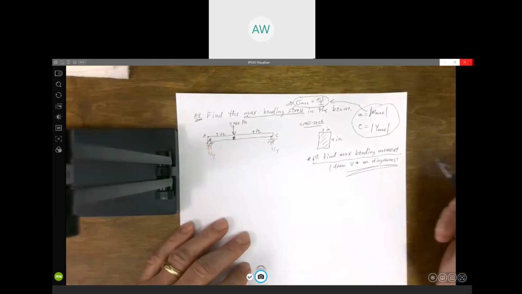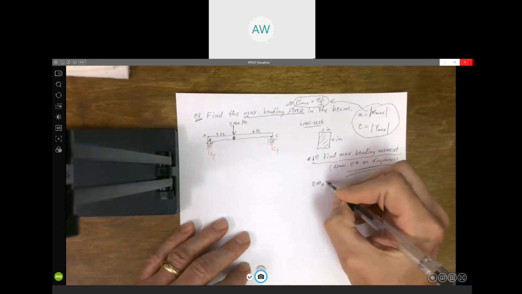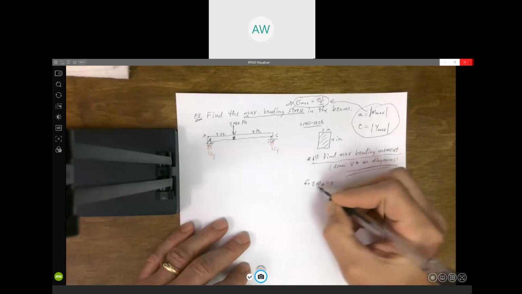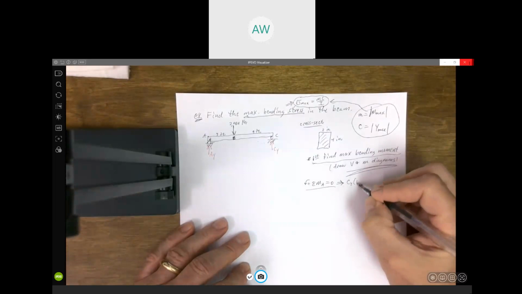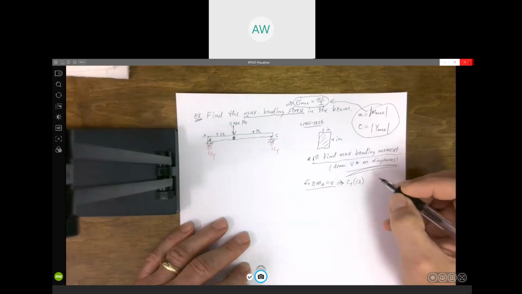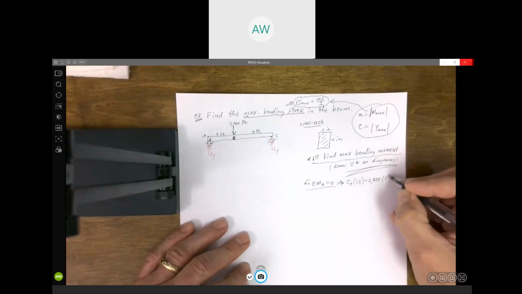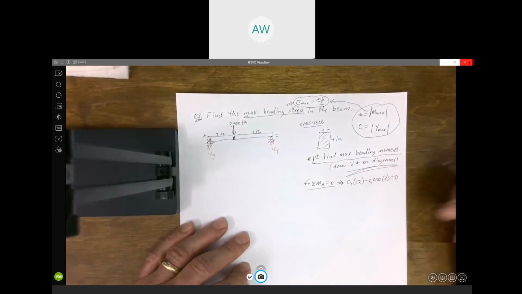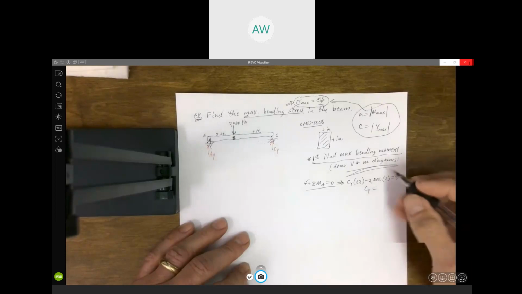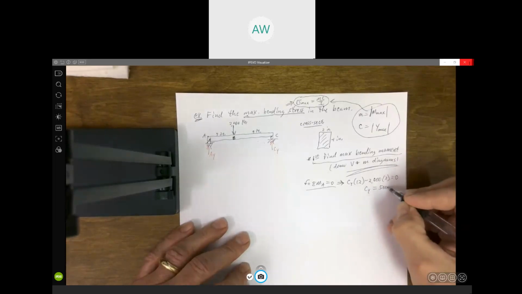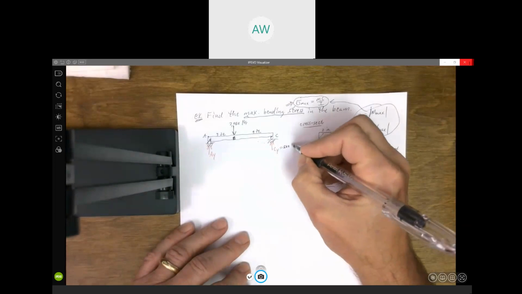So we need to know what AY and CY are. So not real complicated. Sum of the moments about A. And I got CY times 12, and then minus 2,000 times 3 equals 0. And solve for CY. 6,000 divided by 12 would be 500 pounds. So I know CY here is 500.